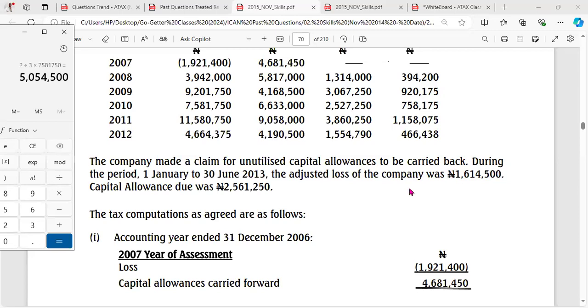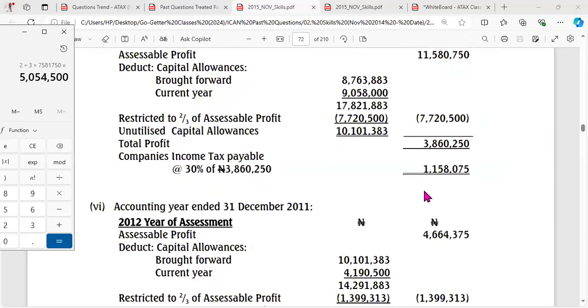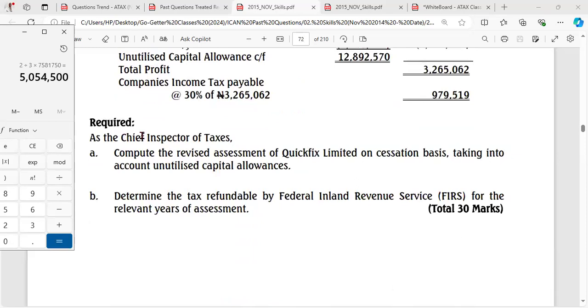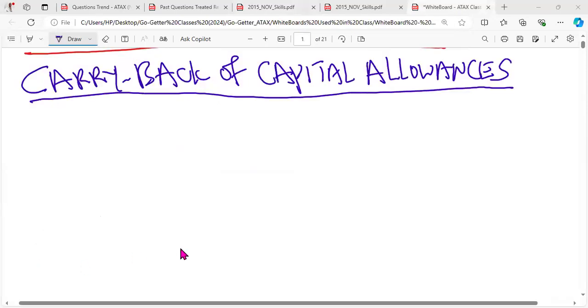So what I will do now here, we are asked here as the Chief Inspectorate of Taxes, so you are working for the government, compute a revised assessment of Quick Fix Limited on cessation basis, taking into account unutilized capital allowances. Then we are asked to determine the tax refundable by the FIRS for the relevant years of assessment. So how do we treat this? How do we treat this?